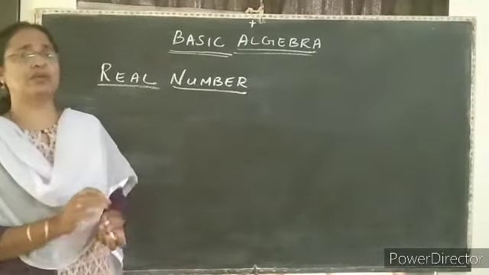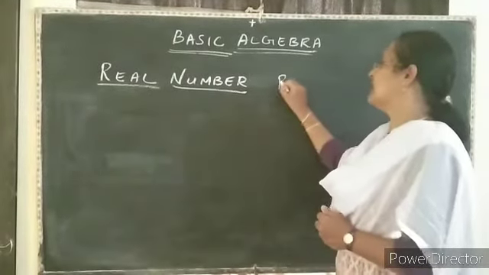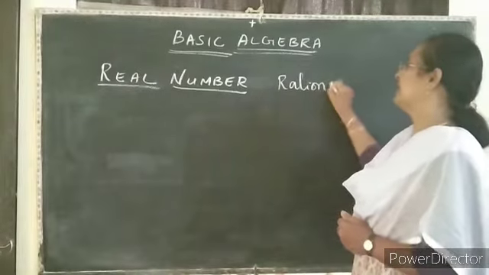To be more specific, the real number is the combination of rational numbers and irrational numbers. You know what a rational number is, isn't it?